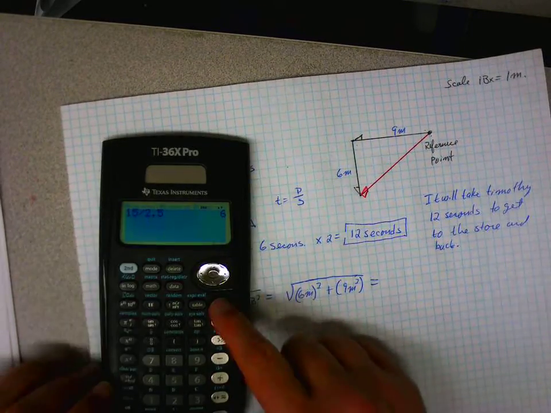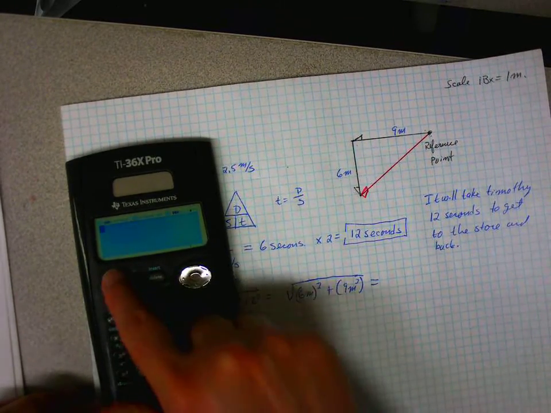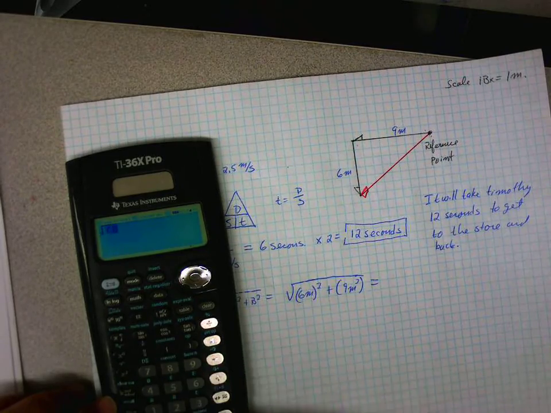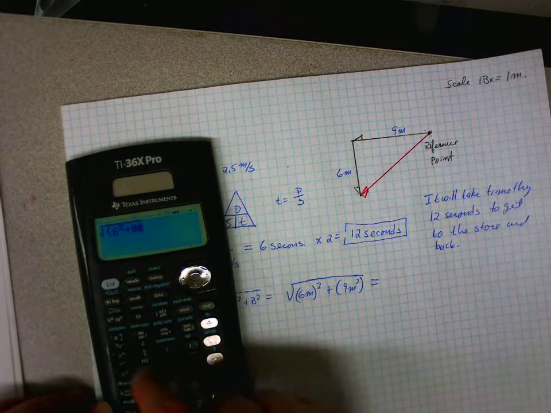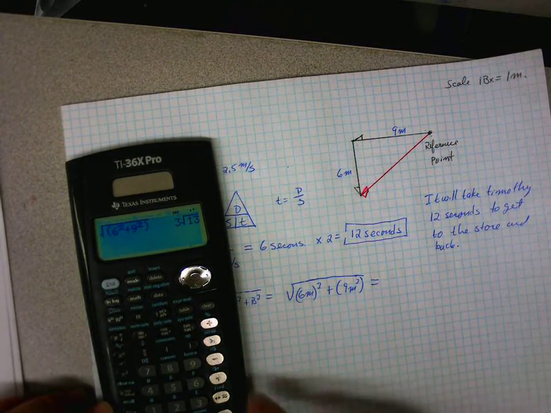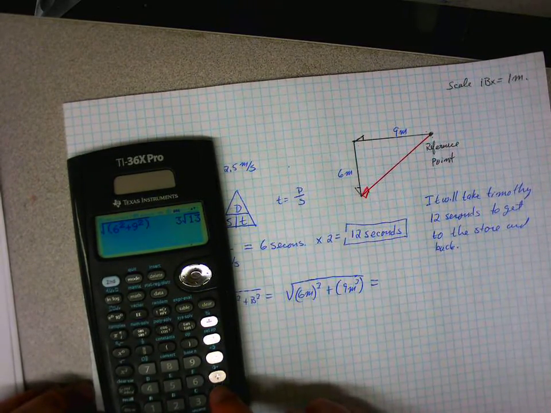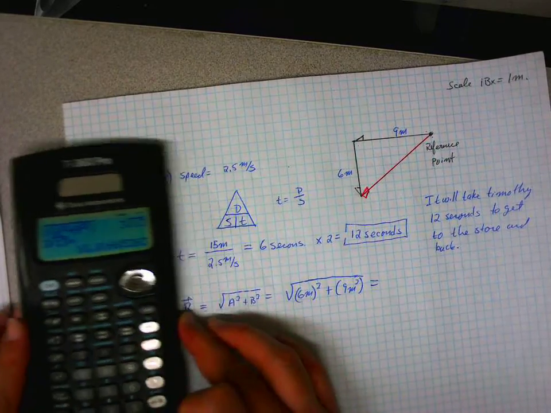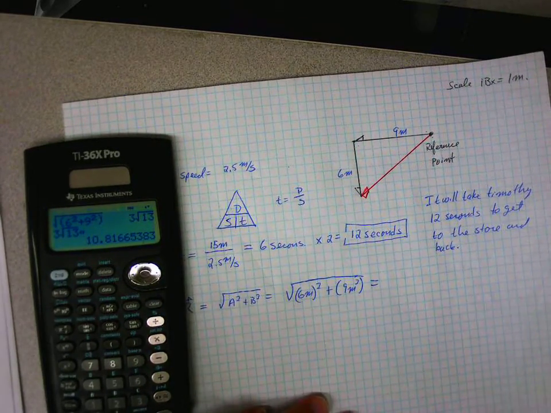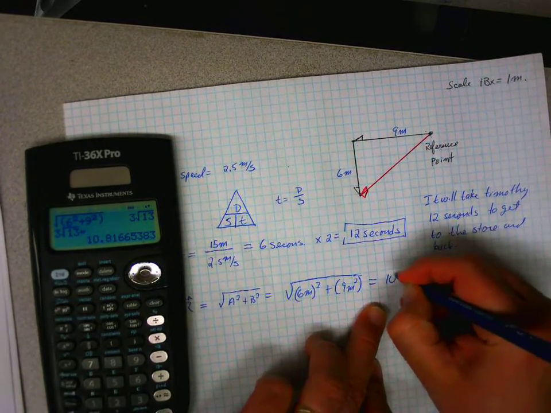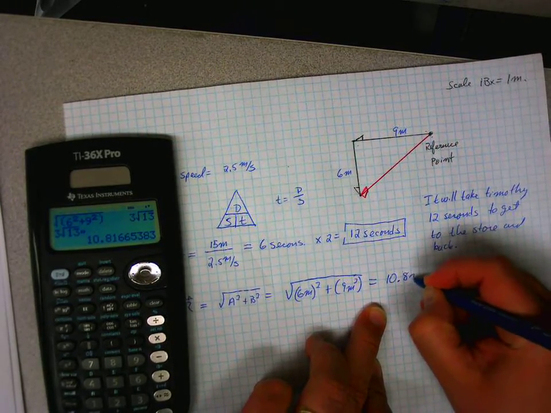Again, we just plug and chug here: the square root of, 6 squared plus 9 squared, close parenthesis, enter, and again we get 3 times the square root of 13. If we select this button here, we get the value in decimal form. The distance is going to be 10.8 meters.